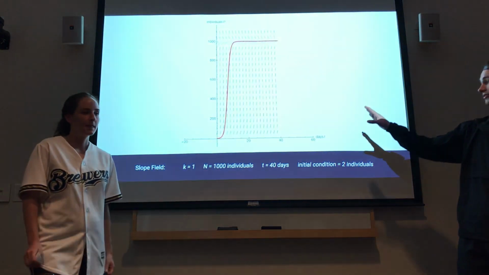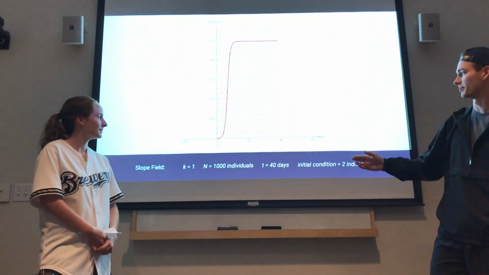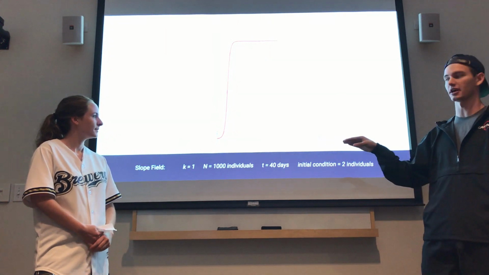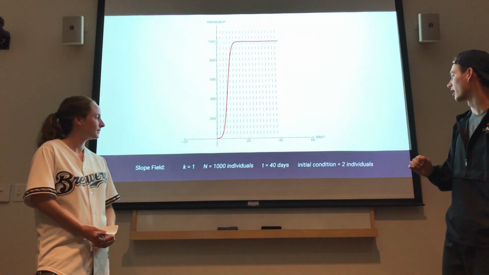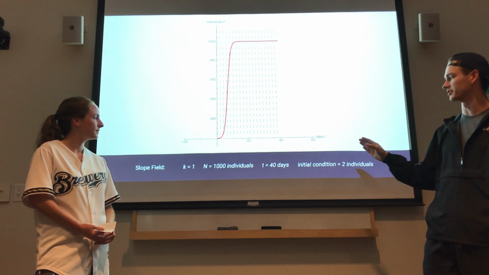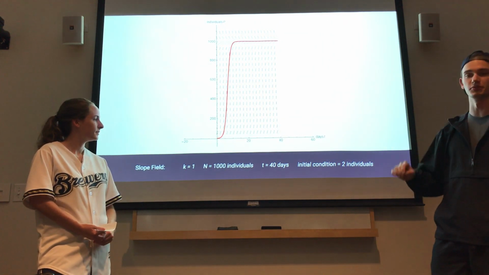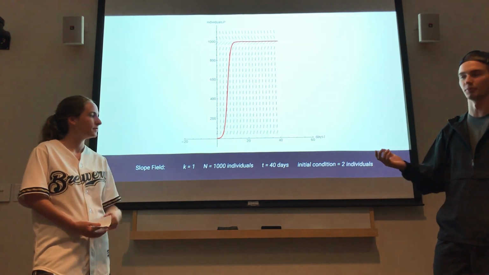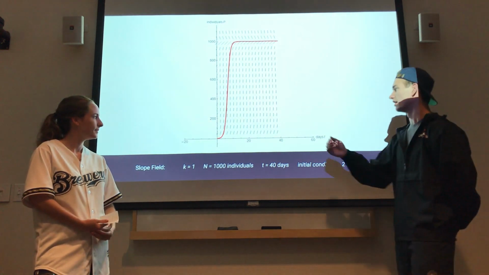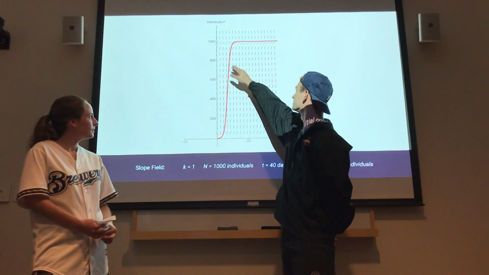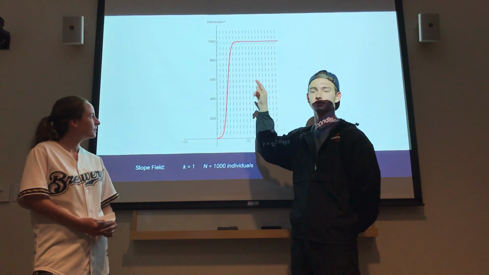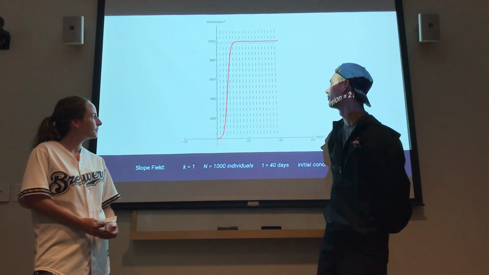So here's our slope field, and some information behind it is K, a proportionality constant, is equal to 1. Our carrying capacity is 1,000 individuals. The time is a span of 40 days, and our initial condition was 2 individuals for normal reproduction. Some of the slopes are actually pretty steep going up, but once it hits the actual carrying capacity, it levels off pretty drastically and plateaus out.